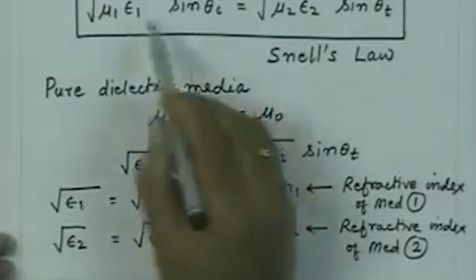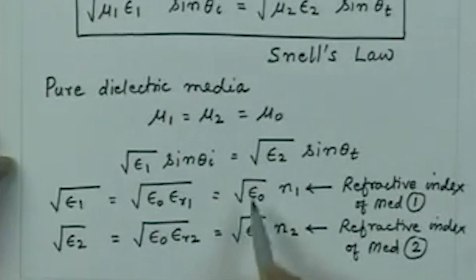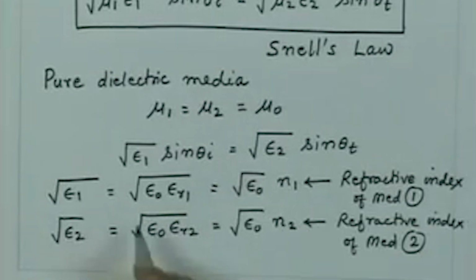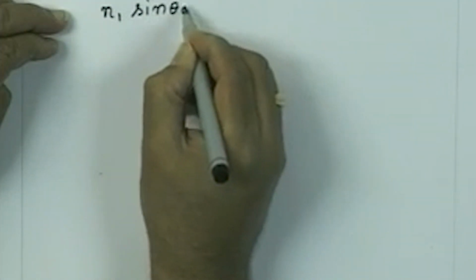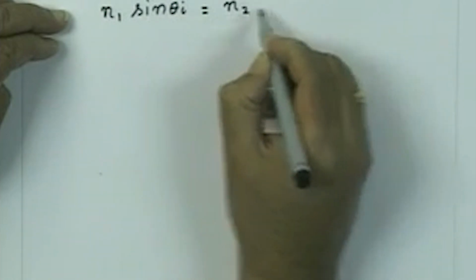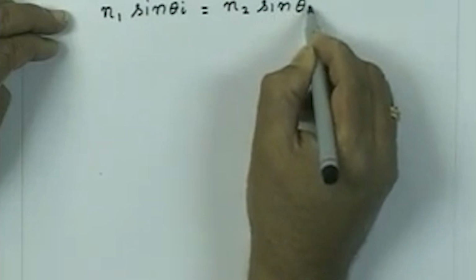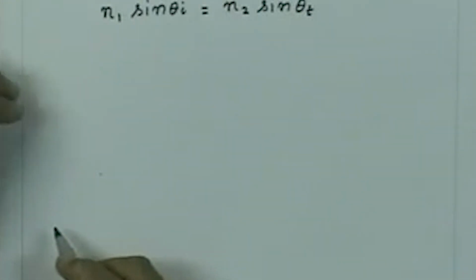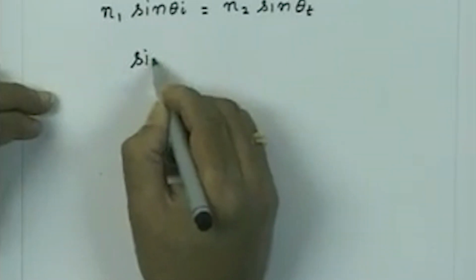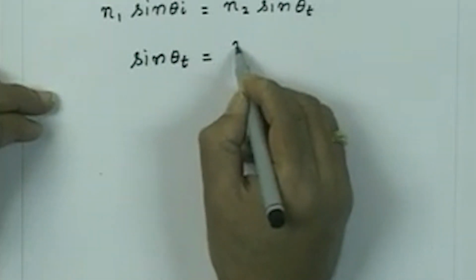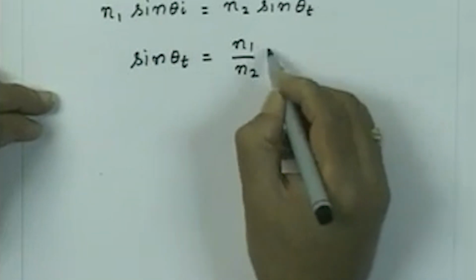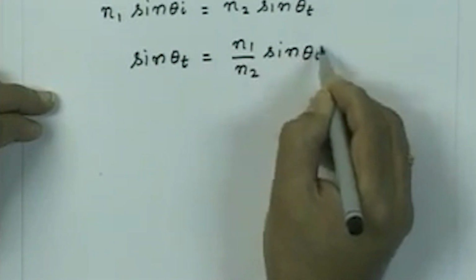So, if I substitute this in the generalized Snell's law, the square root of epsilon 0 will cancel on both sides. So, I will finally get a relation: n1 sine of theta I is equal to n2 sine of theta t, or the way we write Snell's law, sine of theta t will be equal to n1 upon n2 into sine of theta I.